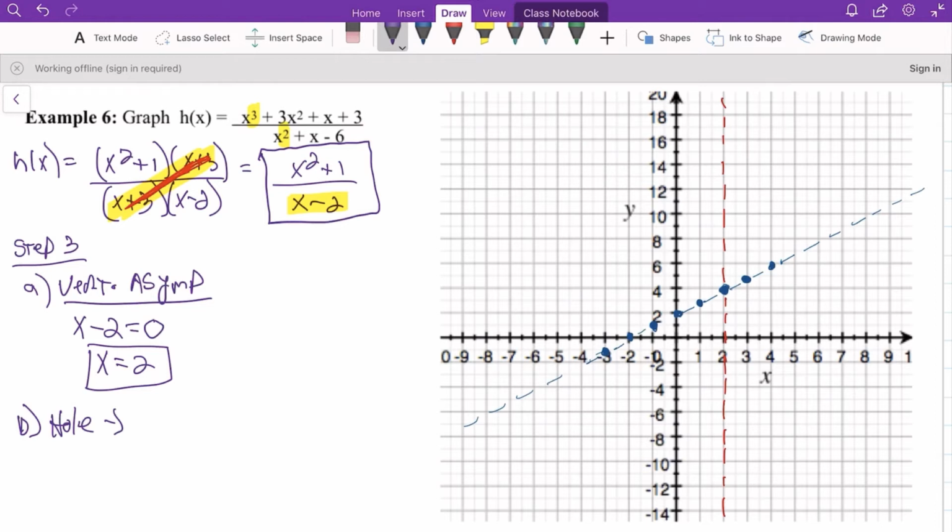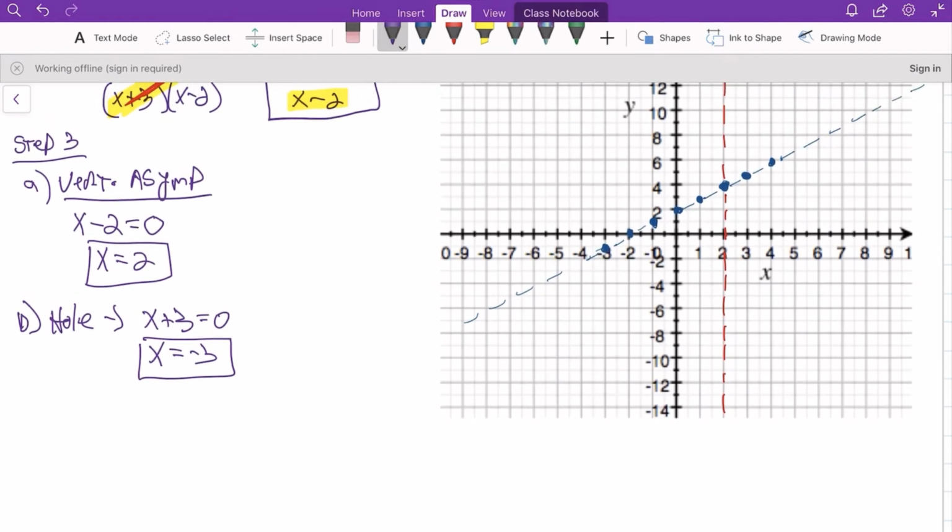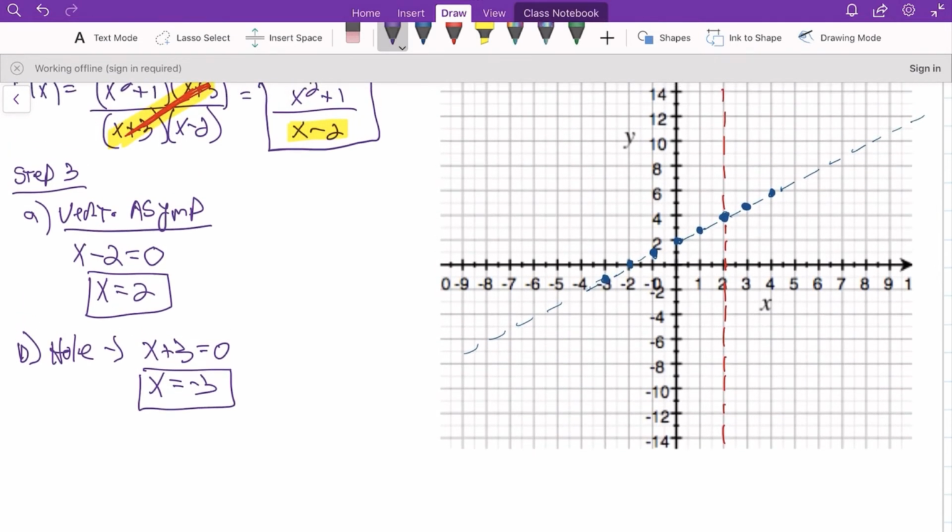So all we're going to do is use that canceled factor, set that equal to 0, and remember for the hole, we need an x and a y coordinate. So the x coordinate of the hole would be -3. And then all we need to do is substitute this value of -3 into the reduced function to figure out the y coordinate. So I'm just going to move this up just a little bit, and I still have the function there.